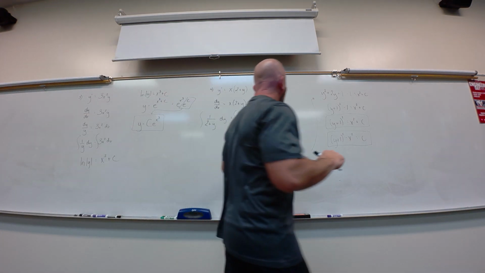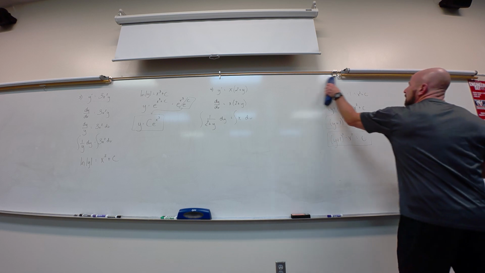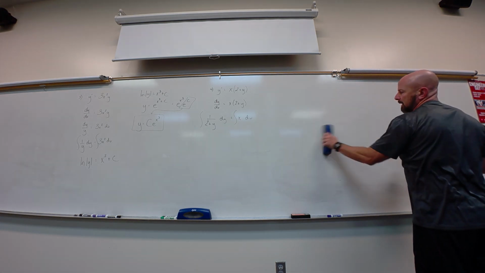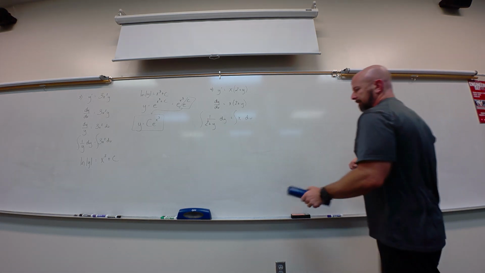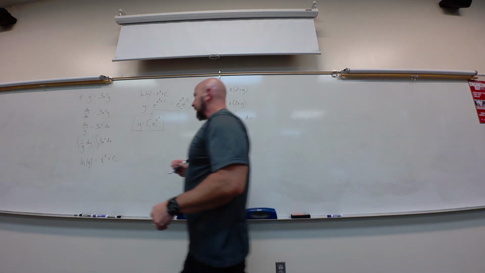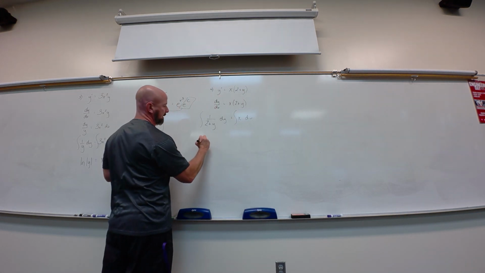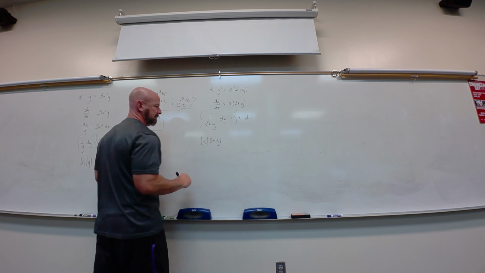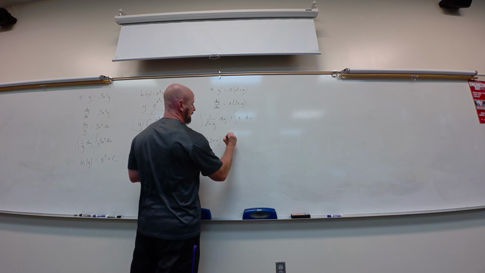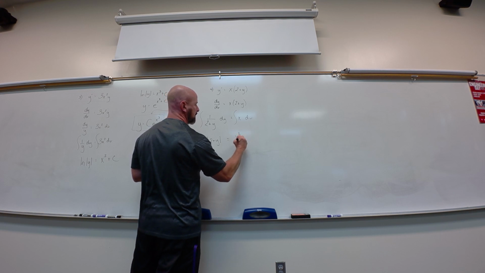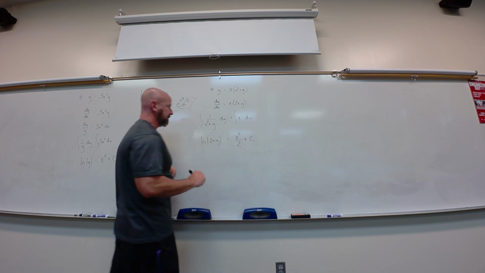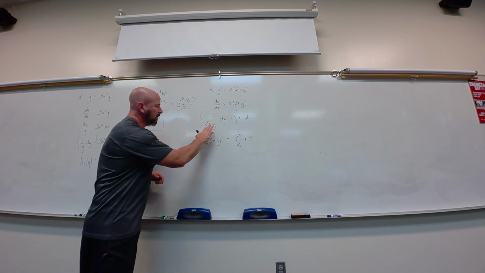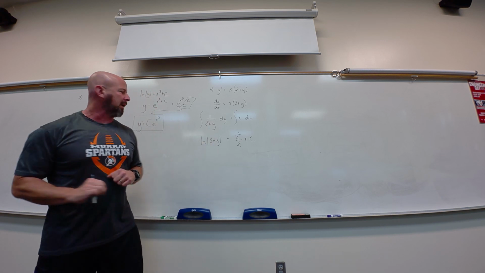I go through, integrate both sides. I get a natural log on the left side again. I get a quadratic over on the right side. So I'm going to have ln, absolute value 2 plus y, equals x squared over 2 plus c. Right?